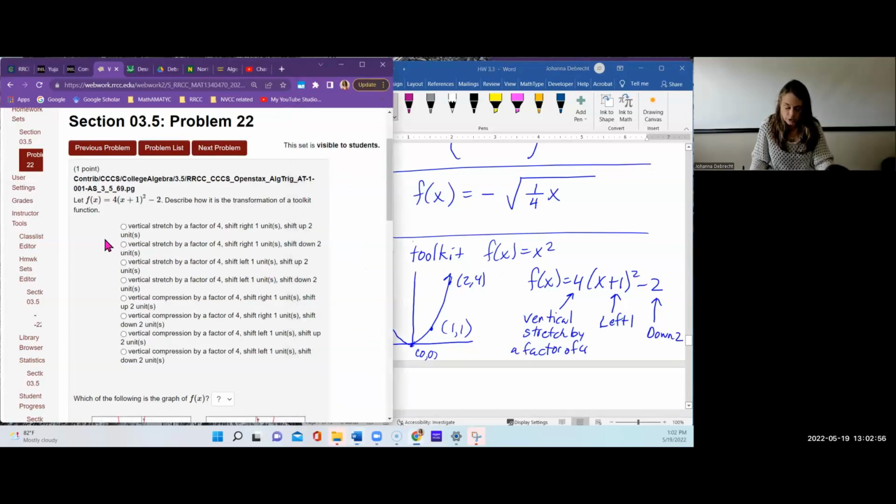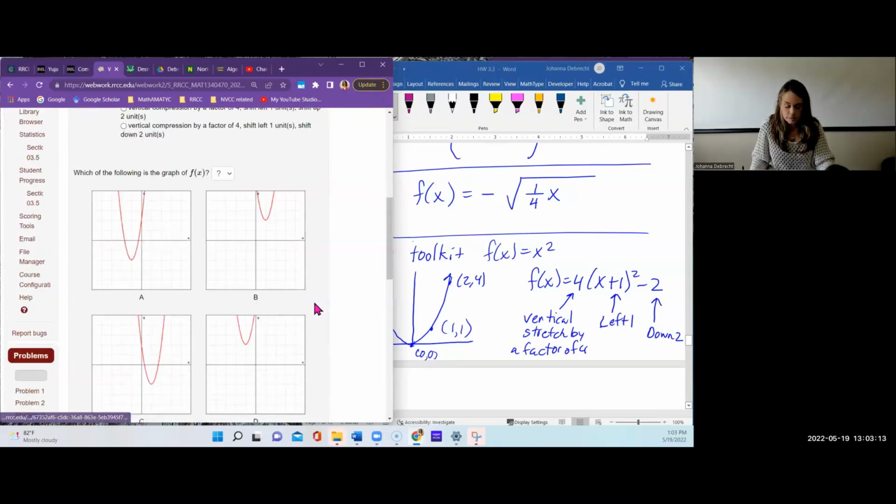Looking over here, we're looking for something with a vertical stretch by a factor of 4. That would be the first 4 options. Then a left shift by 1, which would be 3 or 4, and then down 2, which is the 4th one. Now we need to pick the graph. What happened to the point that was the vertex? It got shifted left 1, down 2, which means it should be at -1, -2. Looking for a vertex at -1, -2, I only have option A.